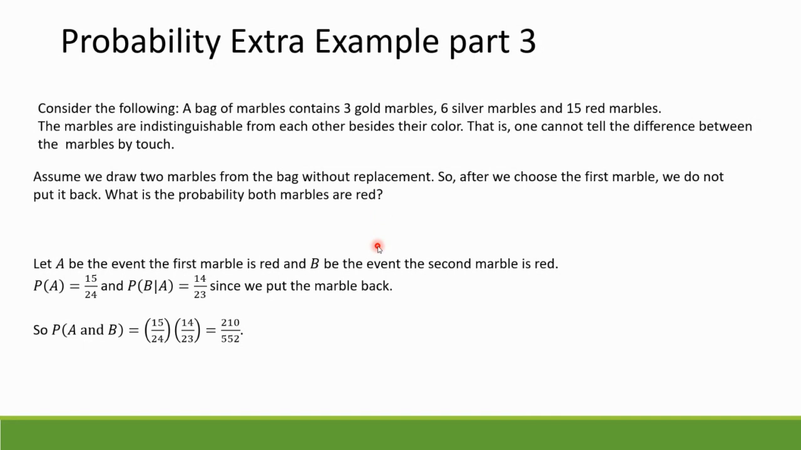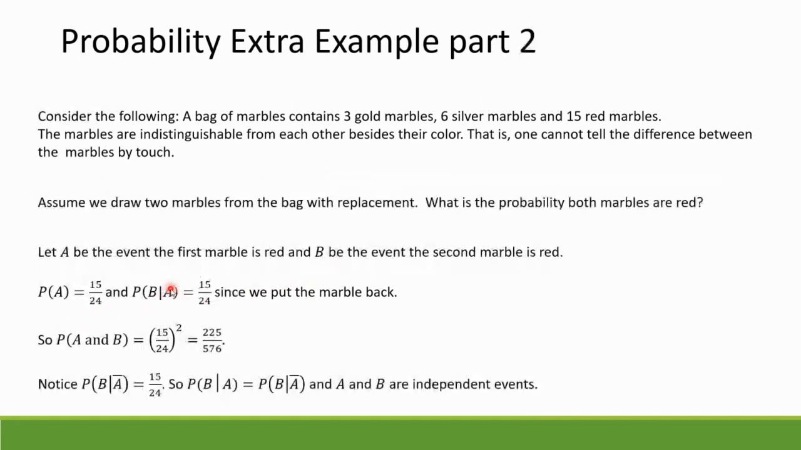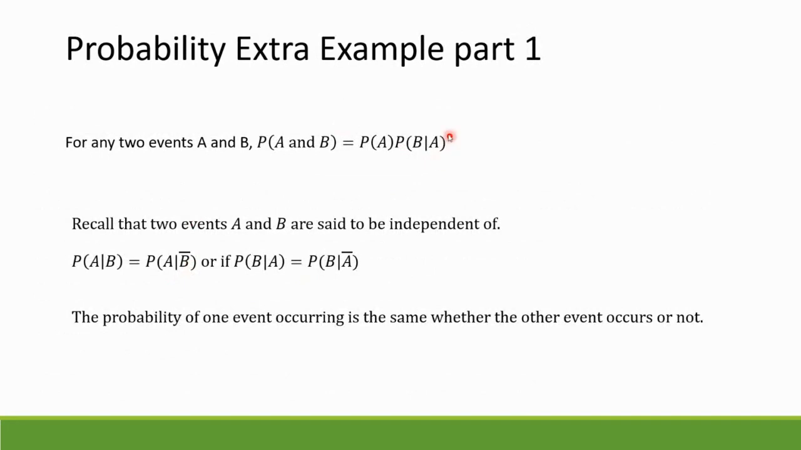All right, well, in this case, again, we're going to let A and B be the events as before. A is the event that the first marble is red. B is the event that the second marble is red. Just like before, the probability of A is 15 out of 24. But again, we want the probability of A and B, right? So we need to find the probability of B given A. We want that.